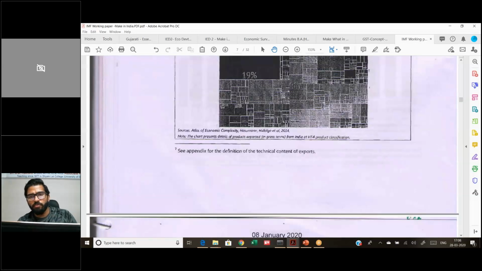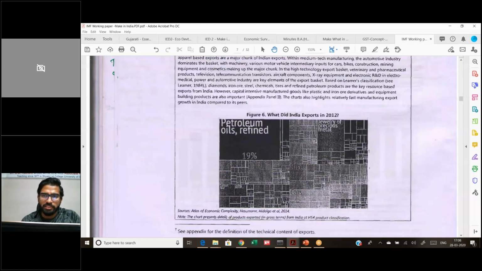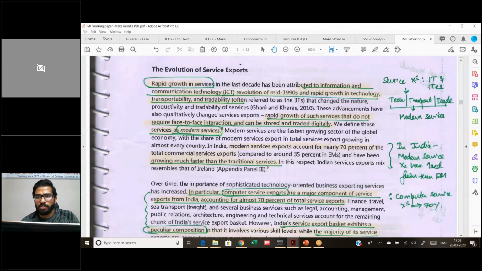See, perhaps some of the boxes that are being discussed are not very visible here. So what I will do is I will search for the original paper, the original IMF paper, and I'll upload that for you. The evolution of service exports.